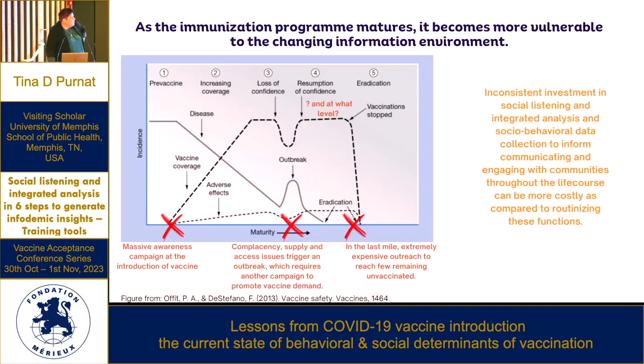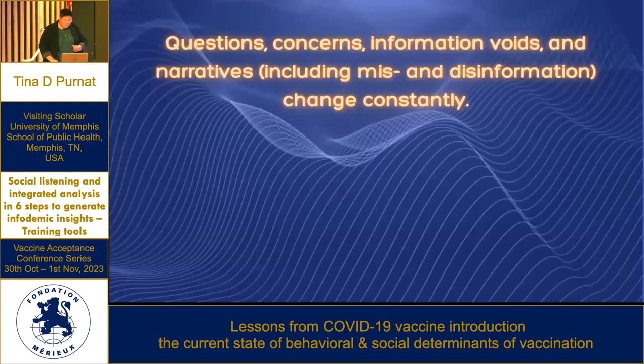But I would actually argue that if we don't routinize collection of information and insights, specifically on how information environment dynamics are challenging us, not just with misinformation, but also questions, concerns, narratives, if we do not routinize this to the same extent that we've routinized all of the other epidemiological and microbiological surveillance, we will actually be paying much more over time for the efforts towards eradication of disease than if we routinized and invested in health system capacity, immunization program capacity, but also health promotion capacity to do this and do this well. And I'll show you later what this might actually look like.